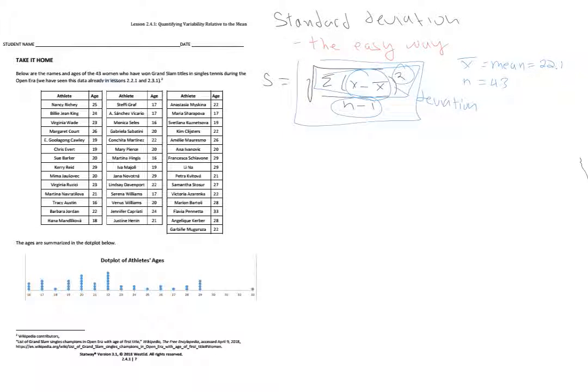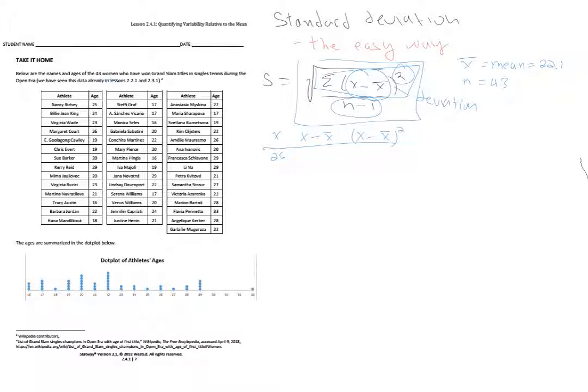So what I'm going to do is make a little table that will help us solve this problem. First we have the data value, then the data value minus the mean, then the data value minus the mean squared. We add that up, and that's it. So let's get going.